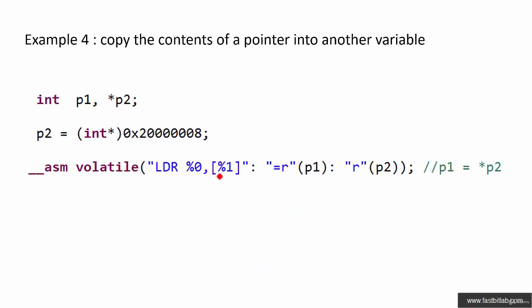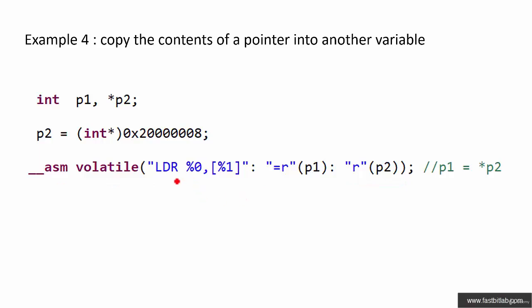Let's move forward. Copy the contents of a pointer into another variable. Here there are 2 variables. This is a normal variable, this is a pointer variable, and the pointer variable is initialized to this pointer. You have to store the content of this address into P1. You should do something like this. In C code you would do this. P1 is equal to star P2. That is you do by assembly instruction like this.